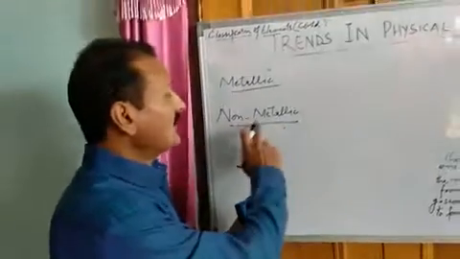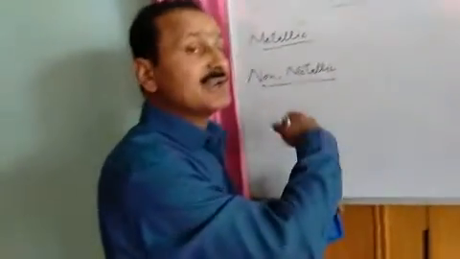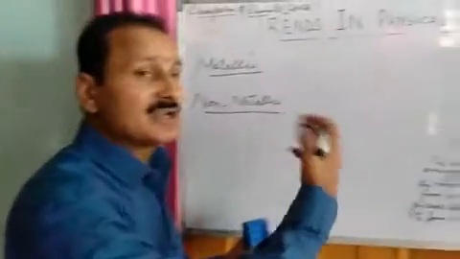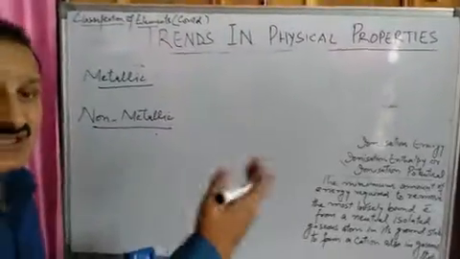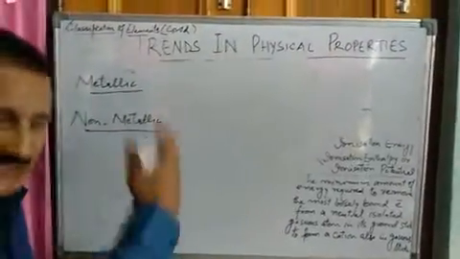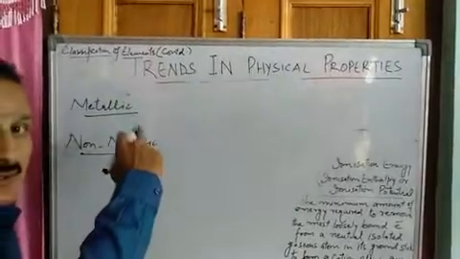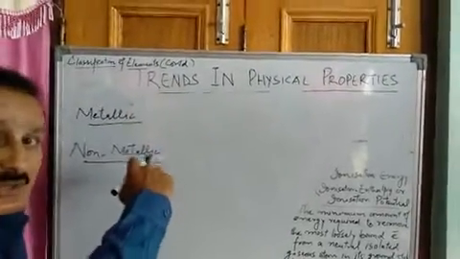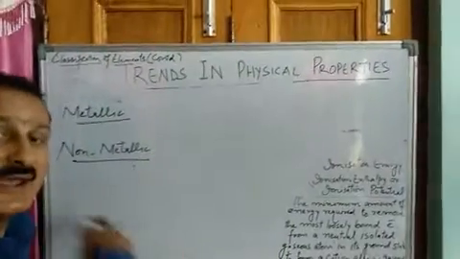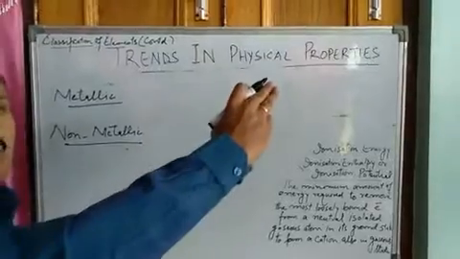And as far as non-metallic character is concerned, that will go opposite. That means non-metallic character will show an increasing trend. In this period, your metallic character shows what? Metallic character shows a decreasing trend, and here it shows an increasing trend.